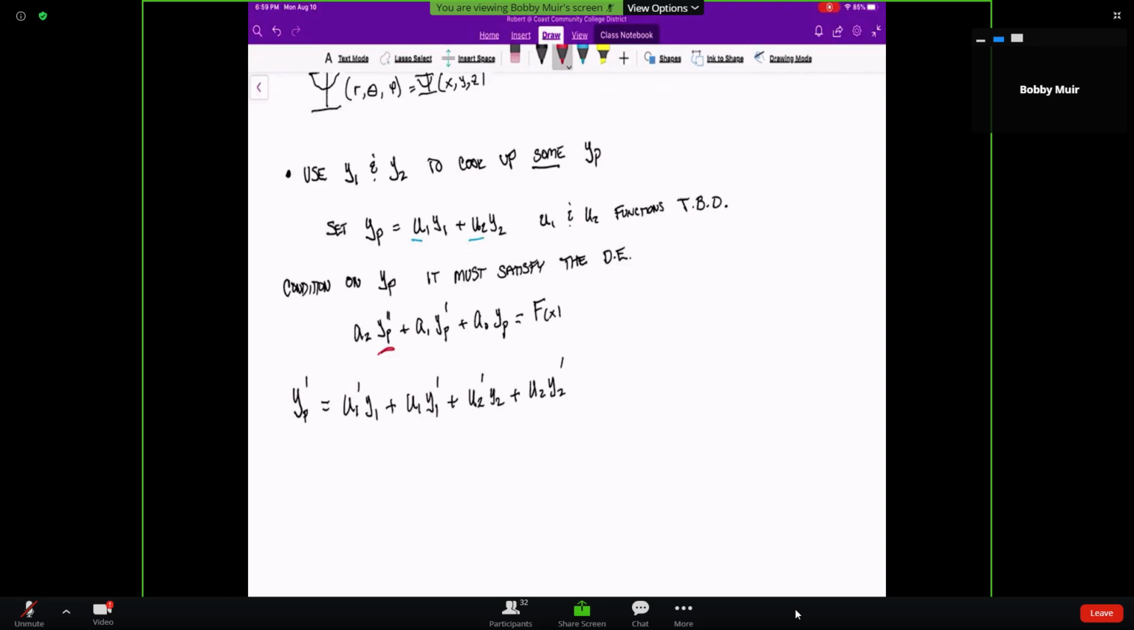Okay, now we have two unknown things, u1 and u2. How many conditions on two unknowns do you need to solve for them? Three? How many conditions if you have two unknowns? One. Here are two unknowns. How many solutions are there to this equation? Infinitely many, right? But what if I give you another condition?